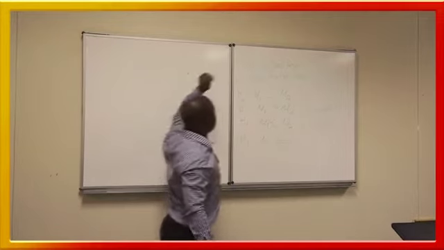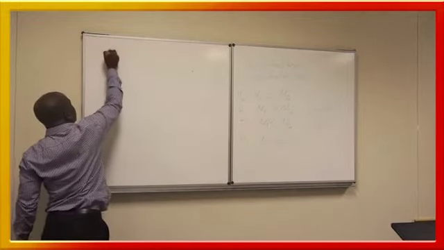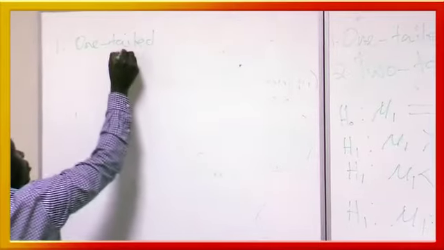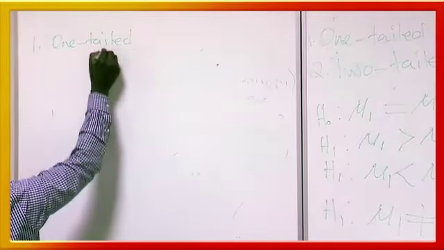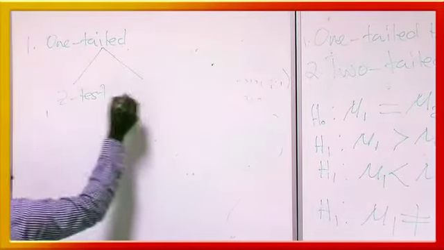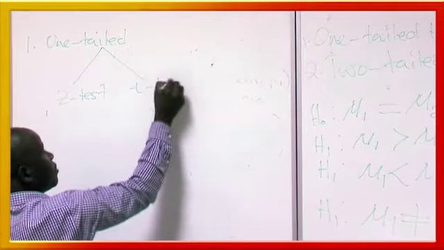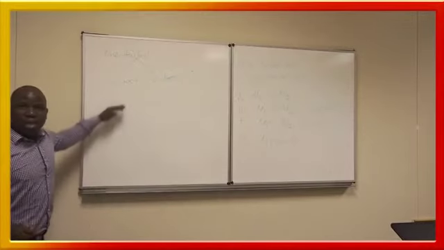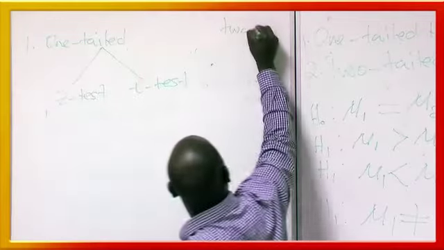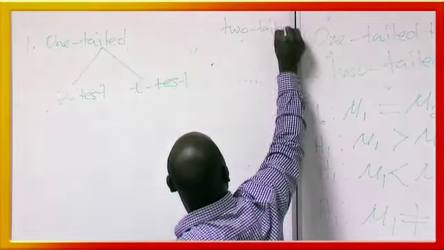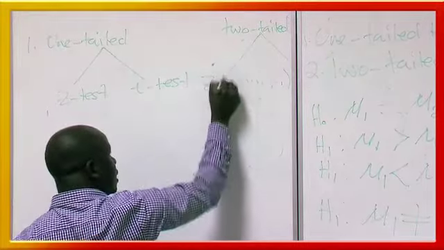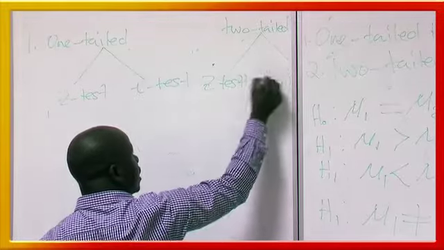But under one-tailed, we can also have a subdivision, where we talk of Z-test and T-test. Same thing applies for a two-tailed. If we have a two-tailed, under a two-tailed we can also have a Z-test and a T-test.